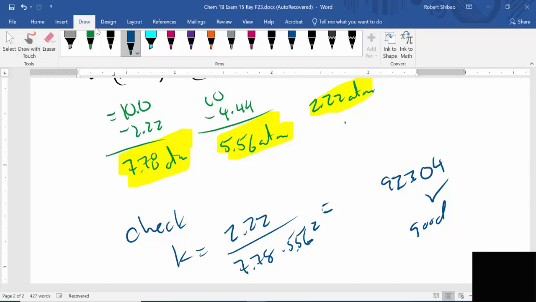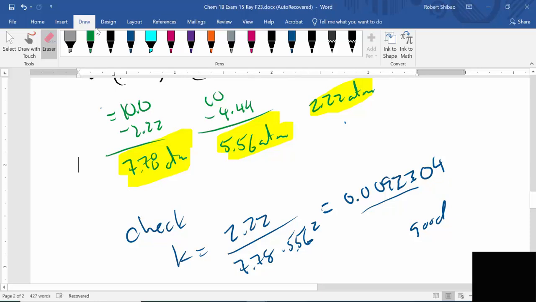So if we plug this back in, we're going to get 0.009230. And so our target is 0.00923. So this is good. This checks out. This is good. Not the 0.04. The calculation is good. So let me just get rid of this check mark here.